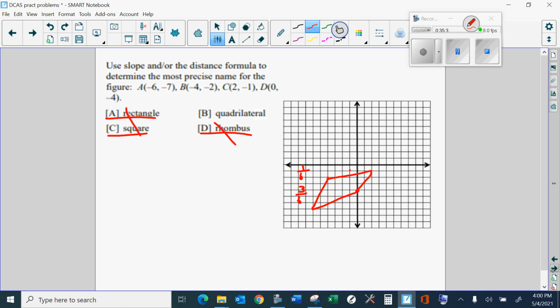Did I plot everything right? -4, 1, 2, 3, 4. -4, -2, yes. 2, -1, yes. 0, -4, yes. And -6, -7, yes. So this is a quadrilateral only.